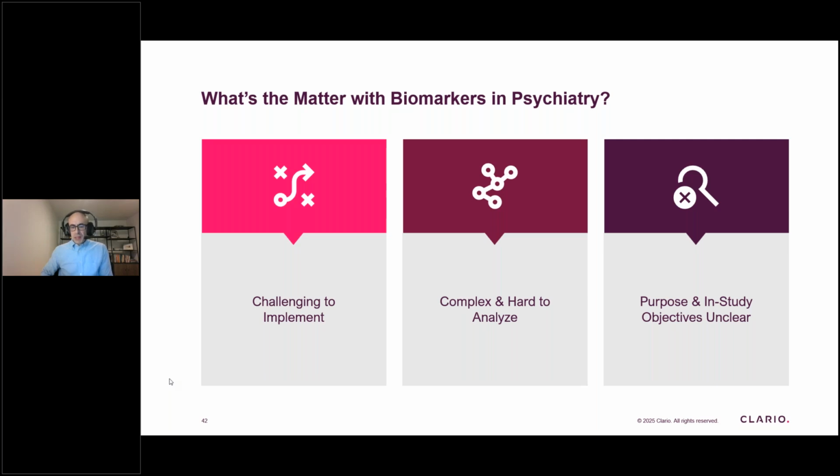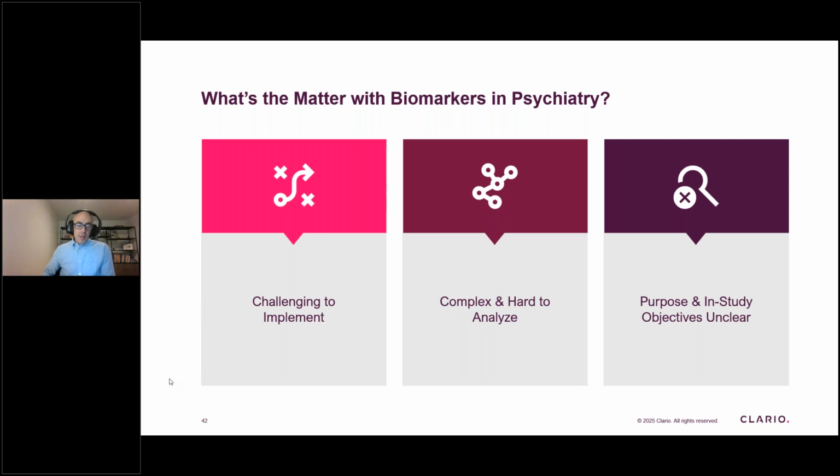The third piece, and I think this is one that everybody will appreciate, is that the purpose of these things and their application in our studies was not well defined. The reasons for doing so, beyond a general desire to move beyond traditional subjective measures and the problems that they represent, it wasn't always clear in our early experience with digital biomarkers what they were for.